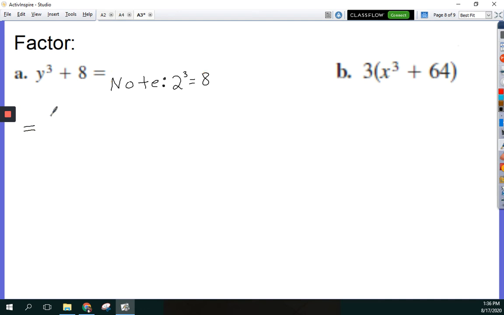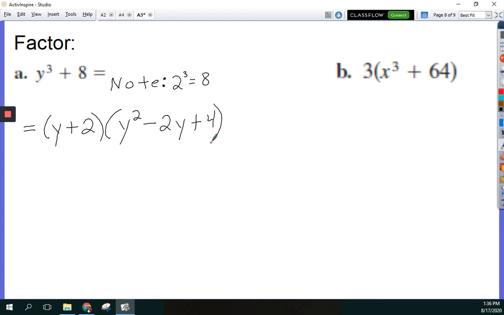So we would have our a value, which is going to be y, the same sign, plus our b value, which is going to be 2, times a squared, so y squared, opposite sign, so subtraction, our a value, which is y, times our b value, which is 2, is going to be 2y, plus our b squared, which is going to be 2 squared, which gives us 4.